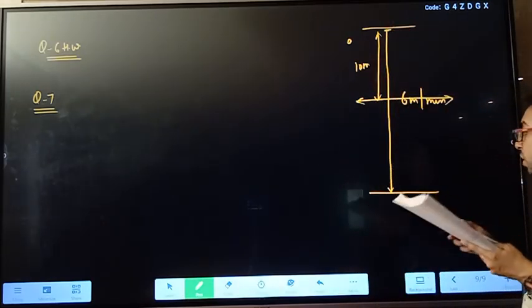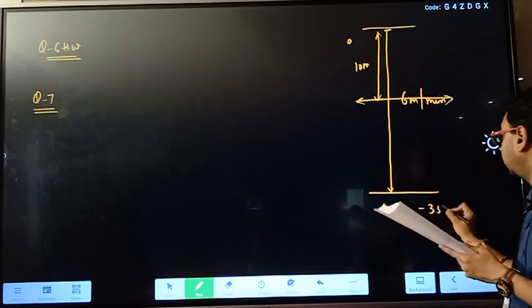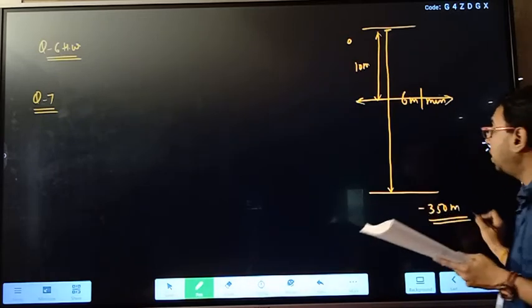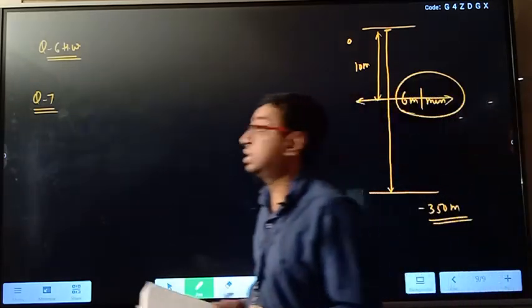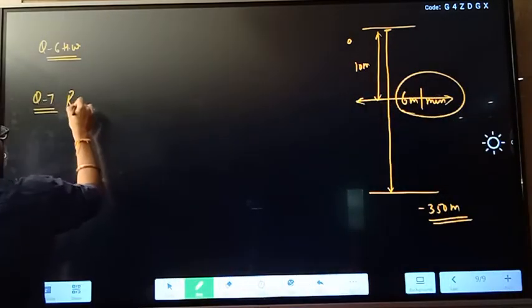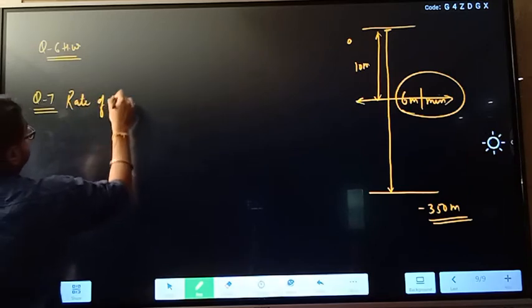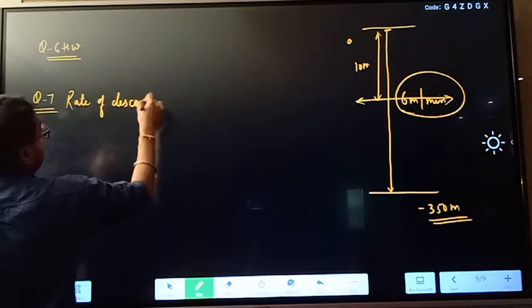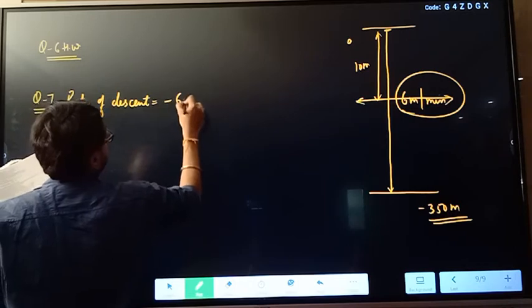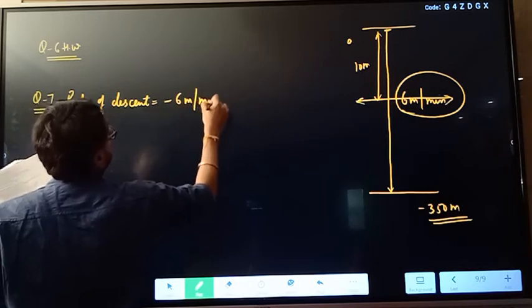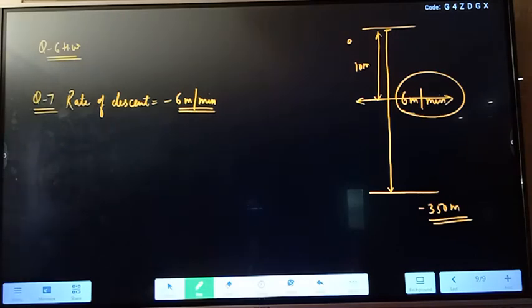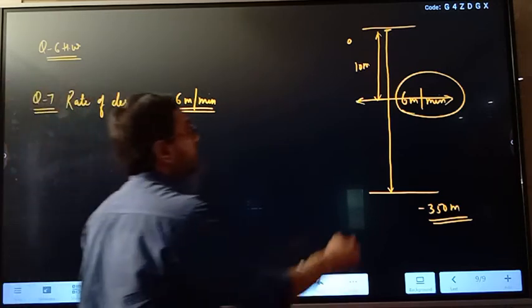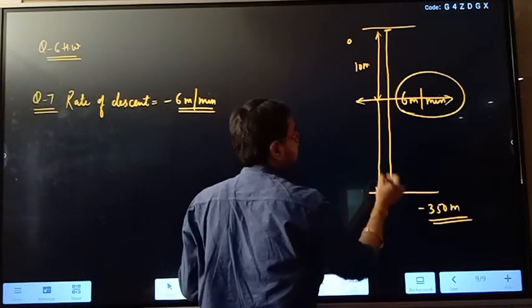How long will it take to reach -350 meters? The question is, how long will it take? And we know that 6 meters per minute is the rate of descent. So first of all, rate of descent is -6 meters per minute because descending. That is why -6. Now, next thing is very simple. We have to find what is the time taken. First of all, we'll see what is the total distance covered by it.